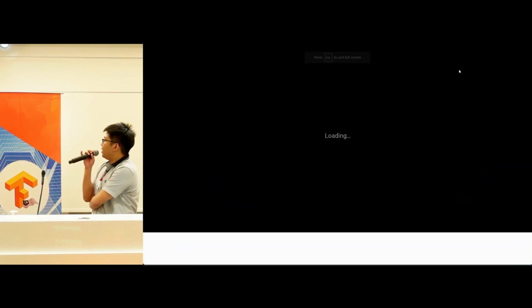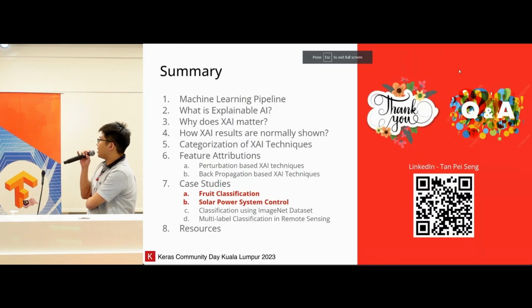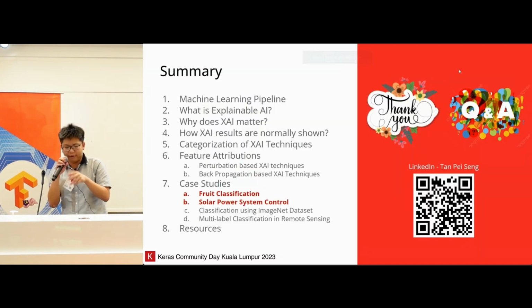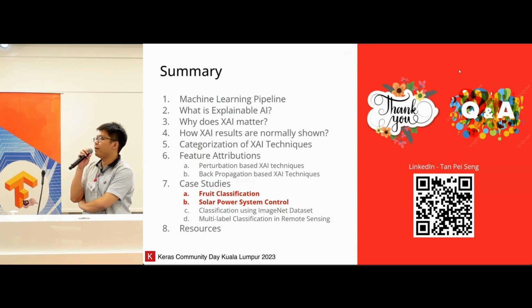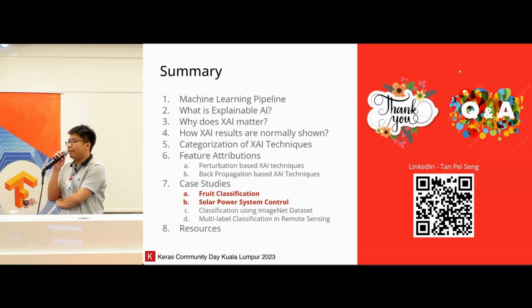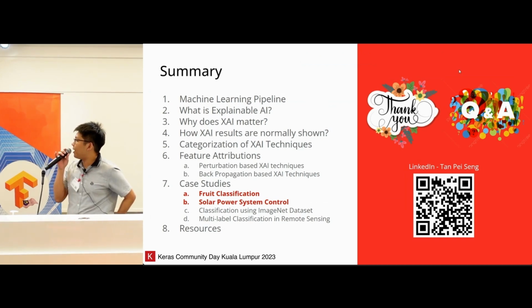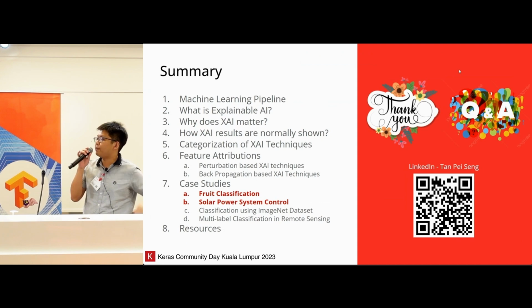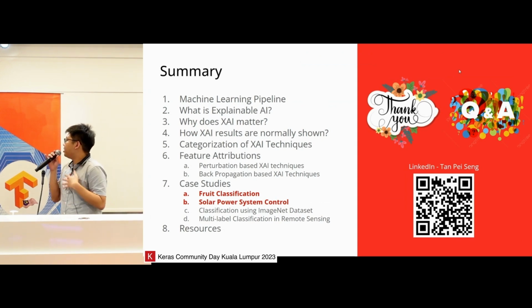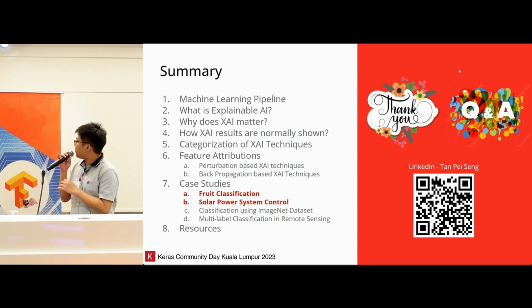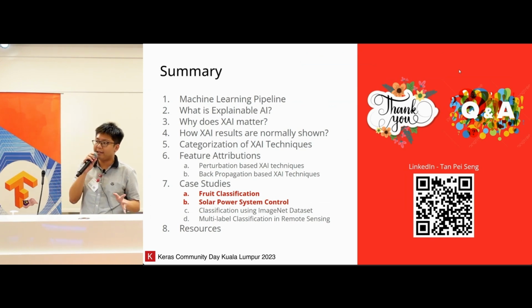Okay, so I think this is my last slide. As a summary today, in these 45 minutes, I have covered first machine learning pipelines, where the main focus is the model validation. Then I introduced what explainable AI is, why it matters, and how explainable AI results are normally shown. In terms of the categories of explainable AI, in the literature there are multiple ways to categorize it, but it's okay.